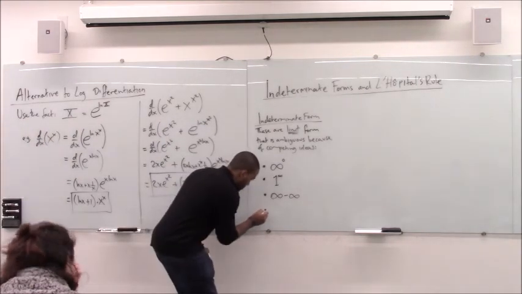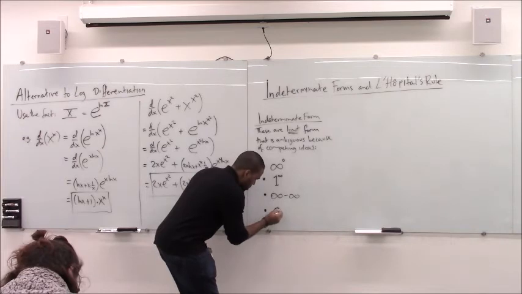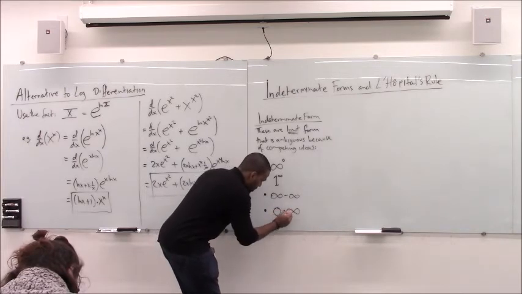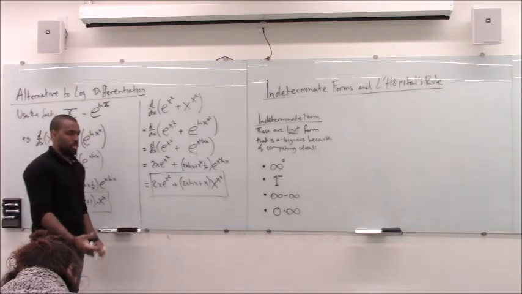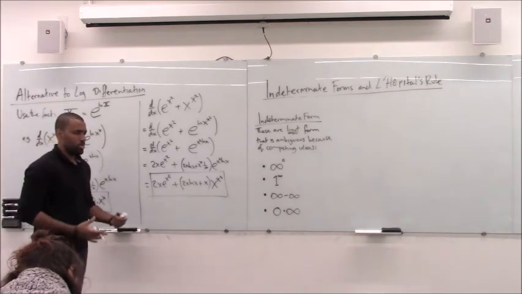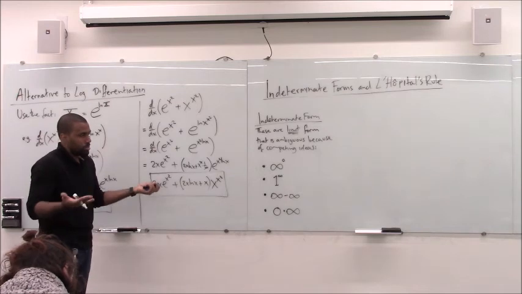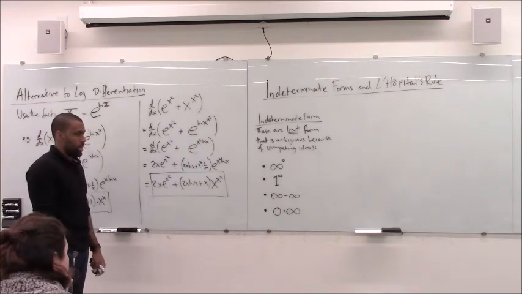Another one is 0 times infinity. Ambiguous because 0 times anything should be 0, but then infinity times anything should be infinity, so kind of weird. Don't really know how that's going to pan out, right?